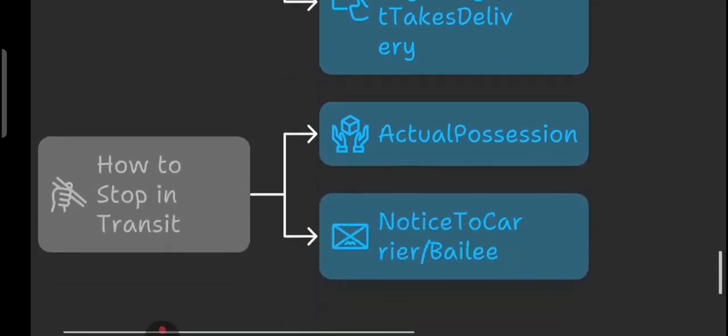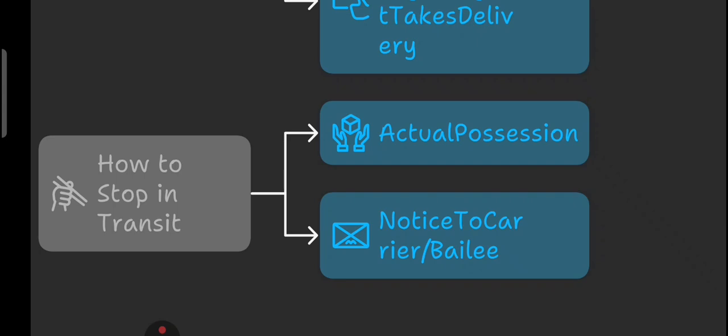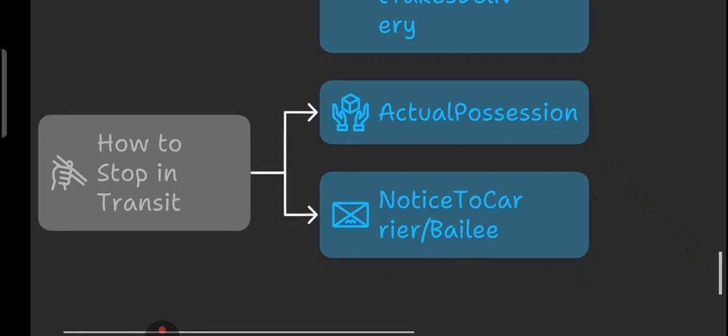Now the question is how to stop in transit. To stop the goods in transit, the seller must notify the carrier or the bailee. Bailee is the person or company holding the goods, that they are stopping the delivery until payment is made. And this notice to the carrier or bailee lets them know to hold on to the goods.